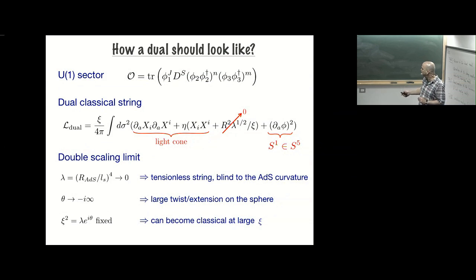One sector of operators, you mean? Operators that carry charge only under phi1 rotation. Yes, in the classical limit this is all you need to capture it. Is it the N=4 theory or the fishnet model? Yes.